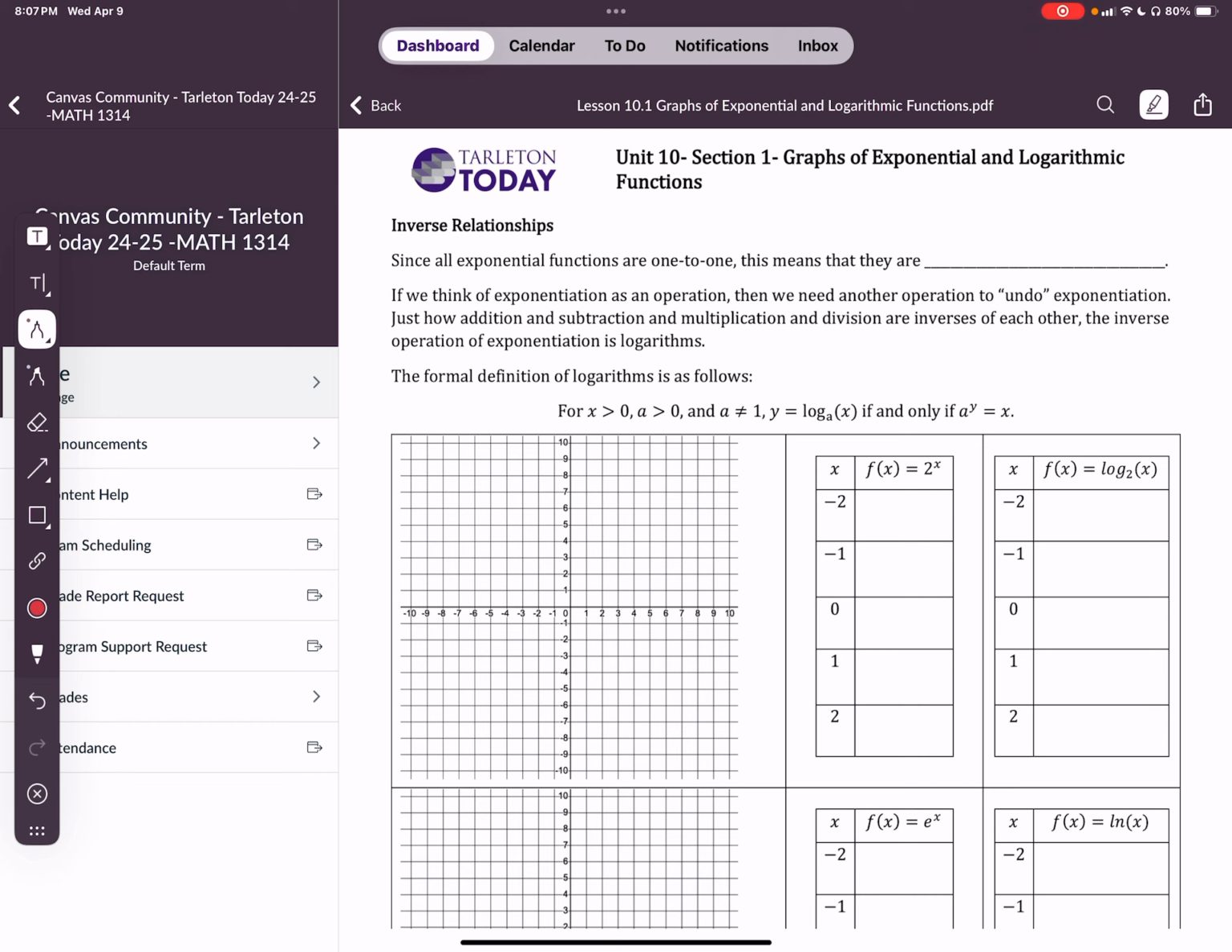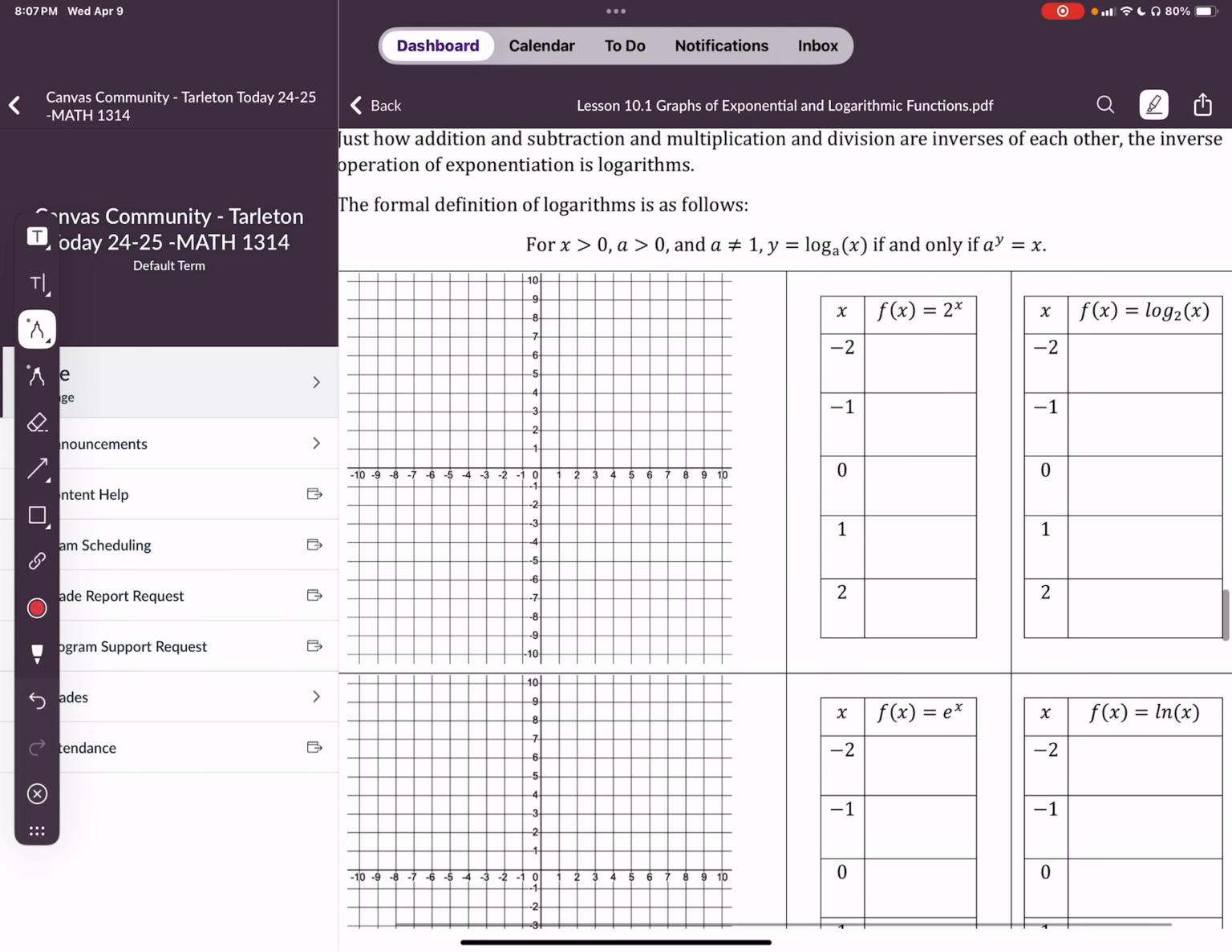All right. So on the next one, it's graphs again, so it is a little boring, I won't lie to you. But one thing to know is that since exponential functions are all 1-to-1, that means they are also invertible. And invertible just means that they have an inverse. So we're going to put both of these graphs on the same plane here.